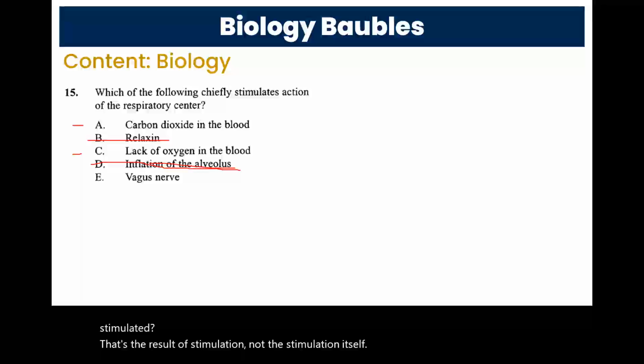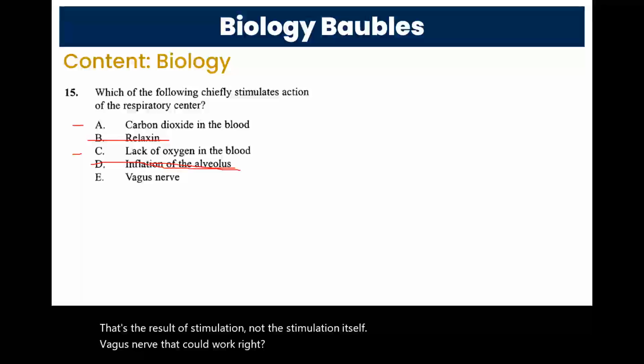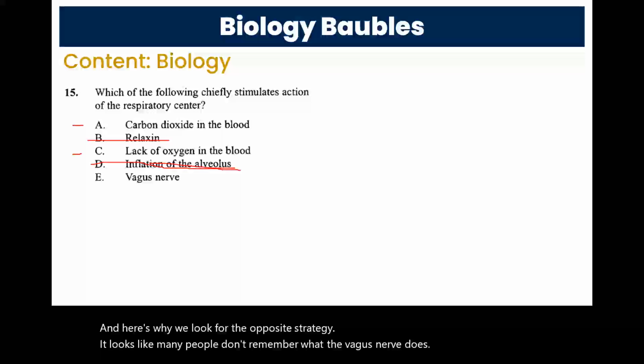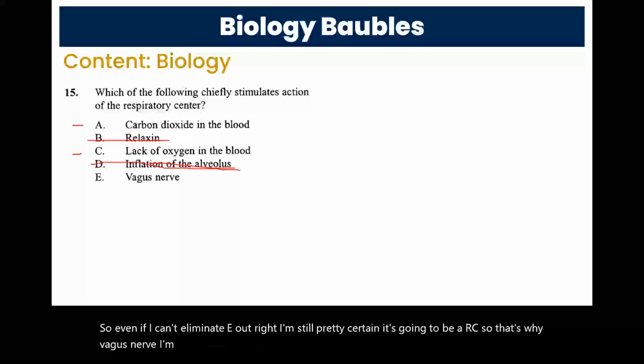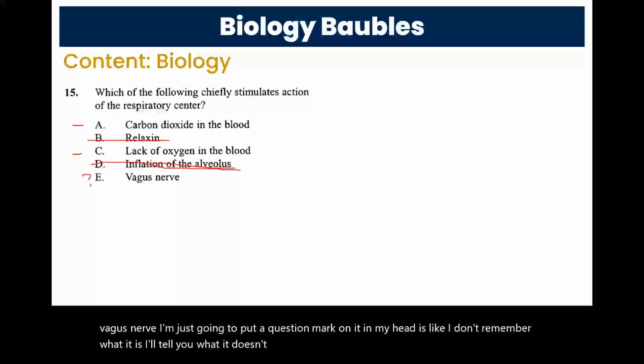Vagus nerve, that could work, right? But what does the vagus nerve do? And here's why we look for the opposite strategy. It looks like many people don't remember what the vagus nerve does. So even if I can't eliminate E outright, I'm still pretty certain it's going to be A or C. So with the vagus nerve, I'm just going to put a question mark on it in my head because I don't remember what it does. I'll tell you what it does in a minute, but I'm going to question mark it because I'm not sure. So let me check the other two answers.